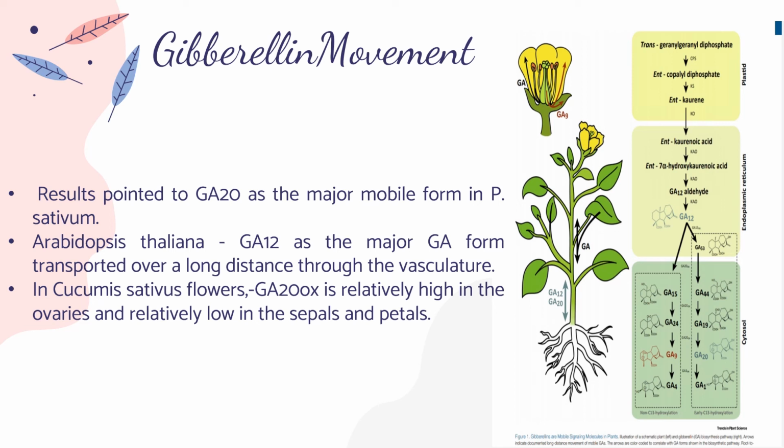GA12 moved through the xylem in a root-to-shoot manner and then in the phloem in the shoot-to-root direction to regulate plant growth. In addition to long-distance movement, GC-MS analysis revealed that the ovaries had relatively high levels of the GA precursors GA12, GA15, and GA9, and that the sepals and petals had relatively high levels of the bioactive GA4.